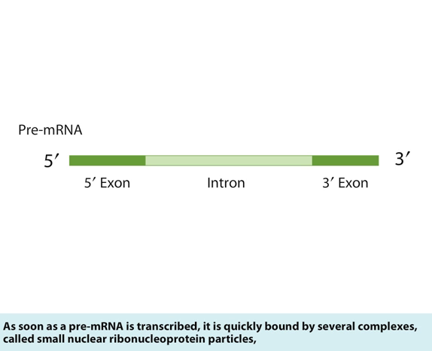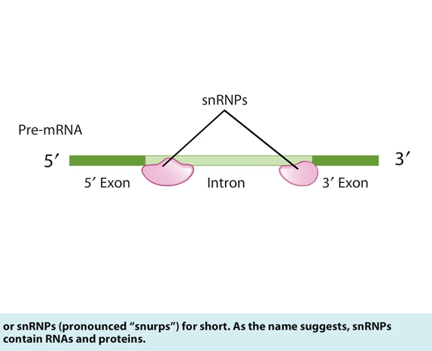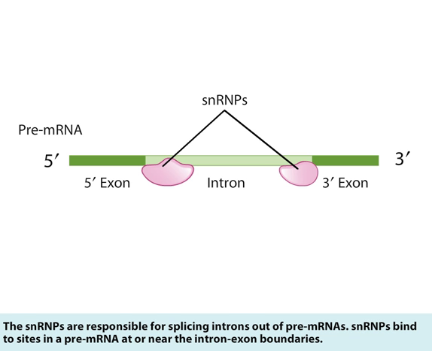As soon as a pre-mRNA is transcribed, it is quickly bound by several complexes called small nuclear ribonucleoprotein particles, or snRNPs, pronounced "snurps" for short. As the name suggests, snRNPs contain RNAs and proteins. The snRNPs are responsible for splicing introns out of pre-mRNAs.